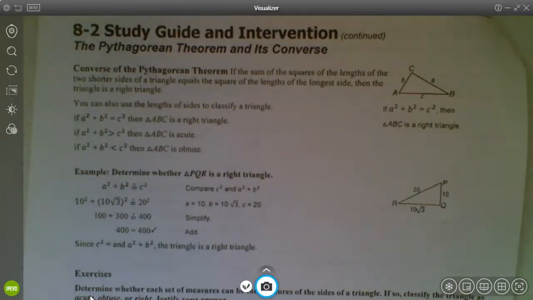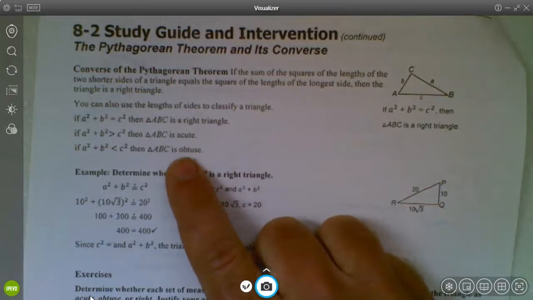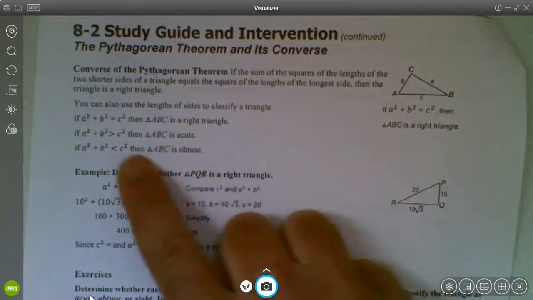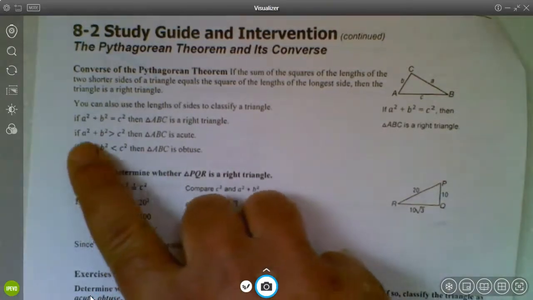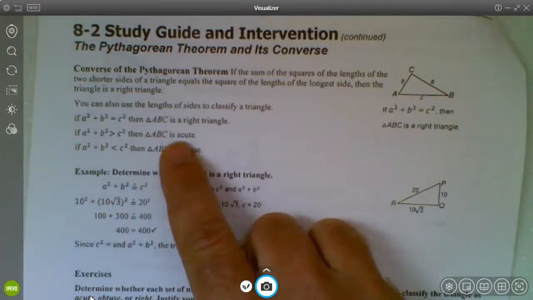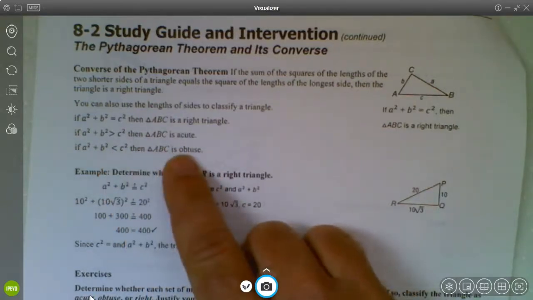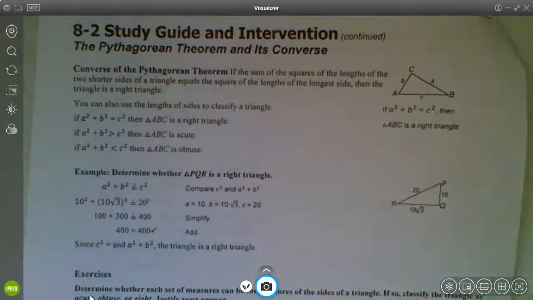So what if they don't equal c squared? What if a squared plus b squared does not equal c squared? Well, then what kind of a triangle is it? Well, there's only 2 other options, right? If it's not a right triangle, then it's got to be either acute or obtuse. So here's the rule. When a squared plus b squared is greater than c squared, it means the triangle is acute. And if they're less than c squared, the triangle is obtuse. Right, so those are the 2 other options if it's not a right triangle. So let's test that on a couple of these guys.